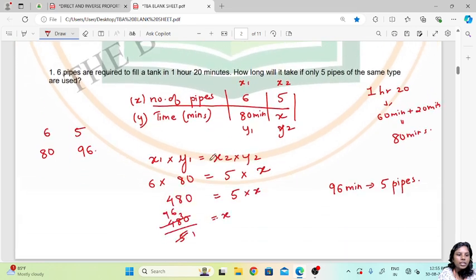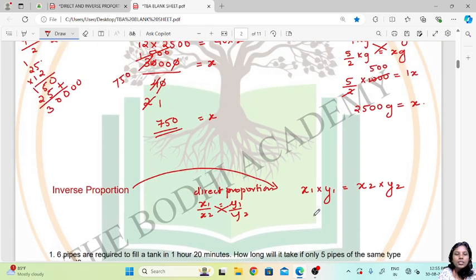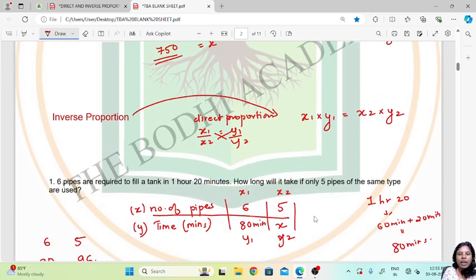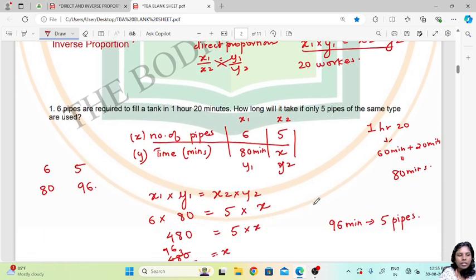So what we see here is that if it is 6 then it is less time. Now if you reduce the pipe numbers then it is 96 minutes. So this is basically how, if you have say 20 workers, there will be 20 workers. Say it is taking 1 hour to finish a given work.